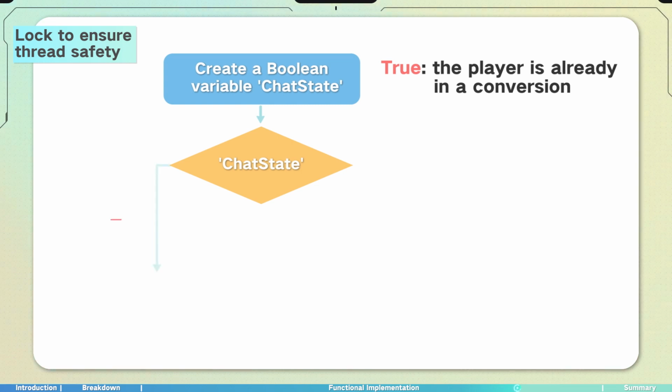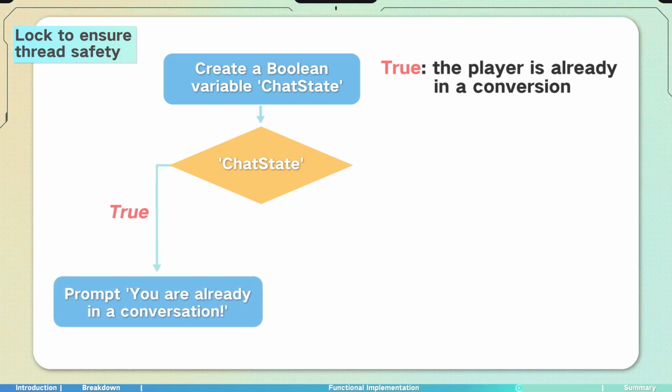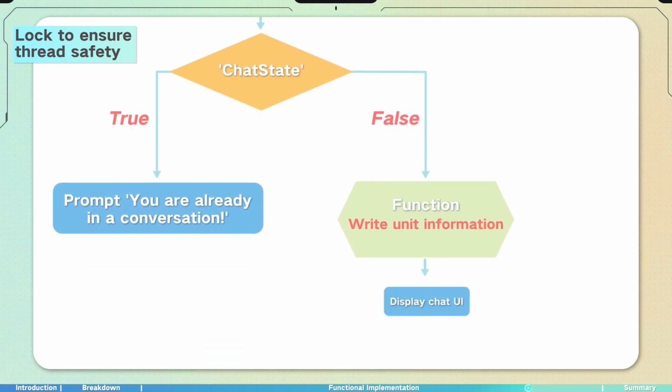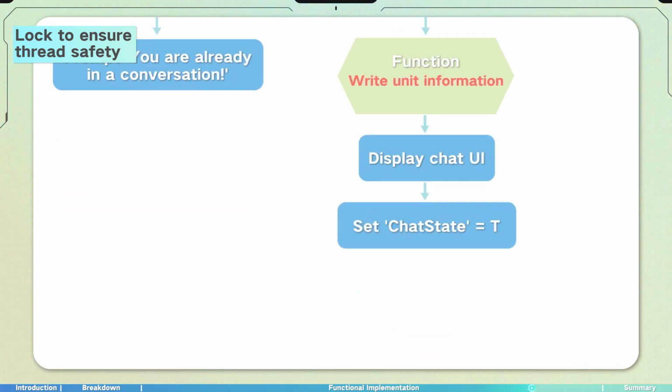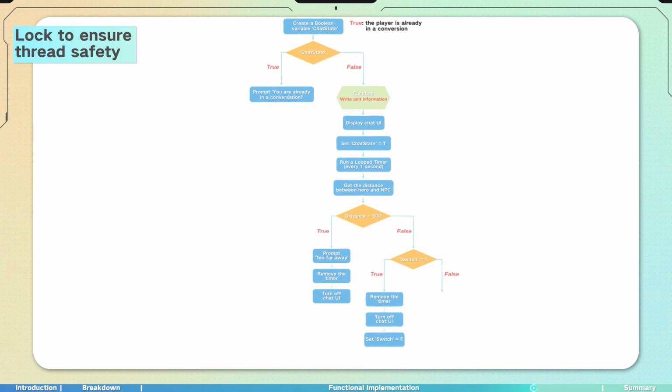If chat state equals true, we prompt, "You are already in a conversation." If it equals false, it means the player is available for a new conversation. We write NPC information, display the chat UI, and set chat state to be true. In addition, in the loop timer, when the player moves away and clicks the exit button, we need to add an action to set chat state to be false as the chat ends.